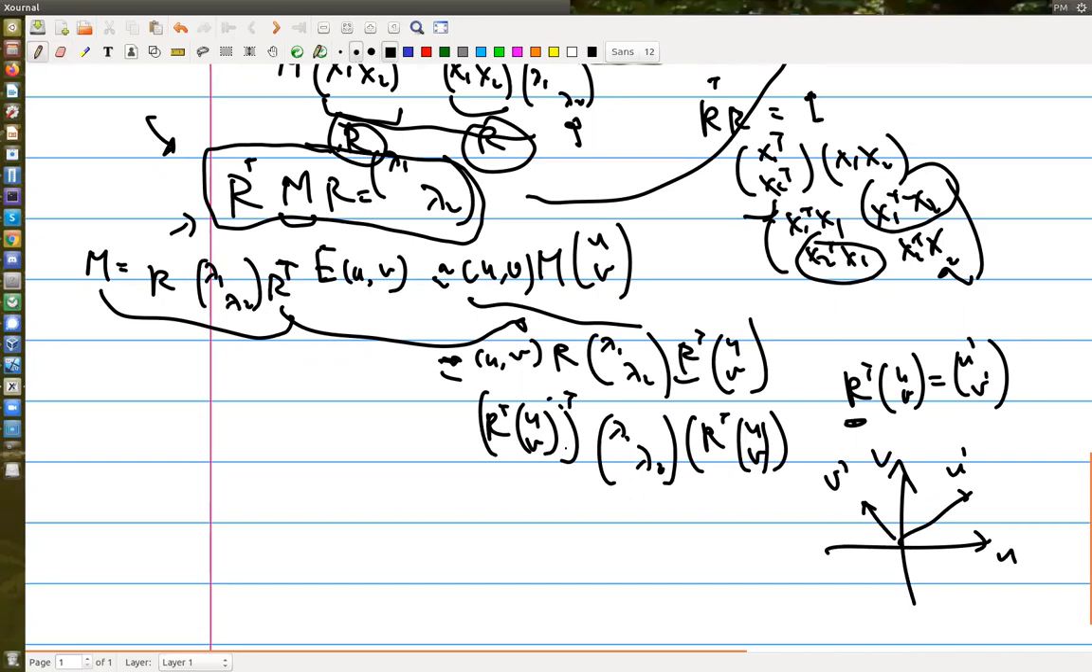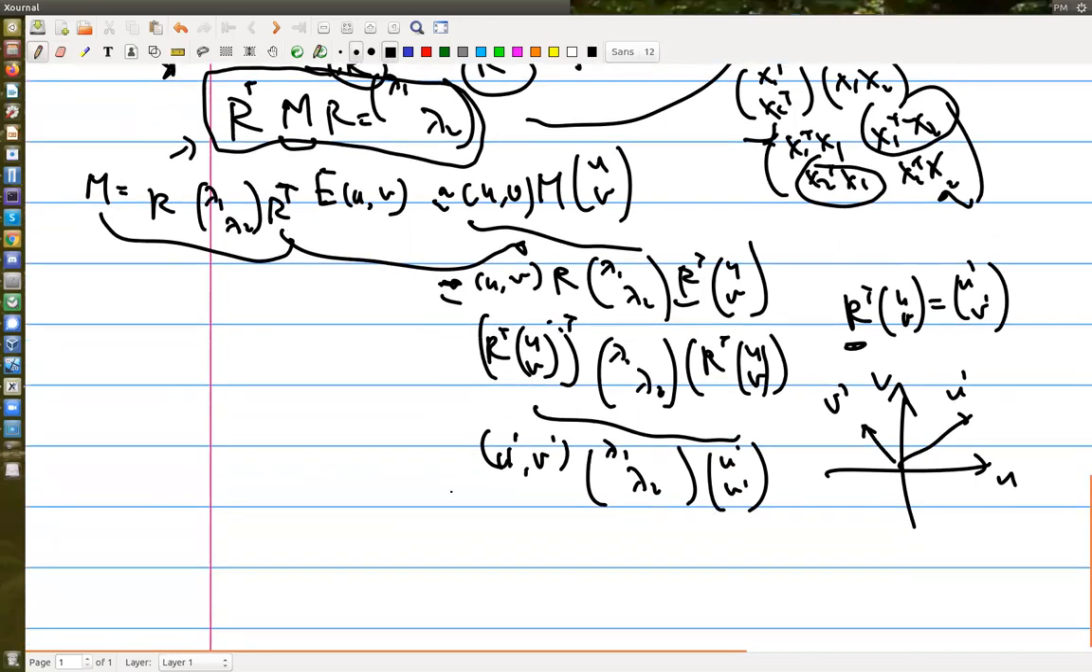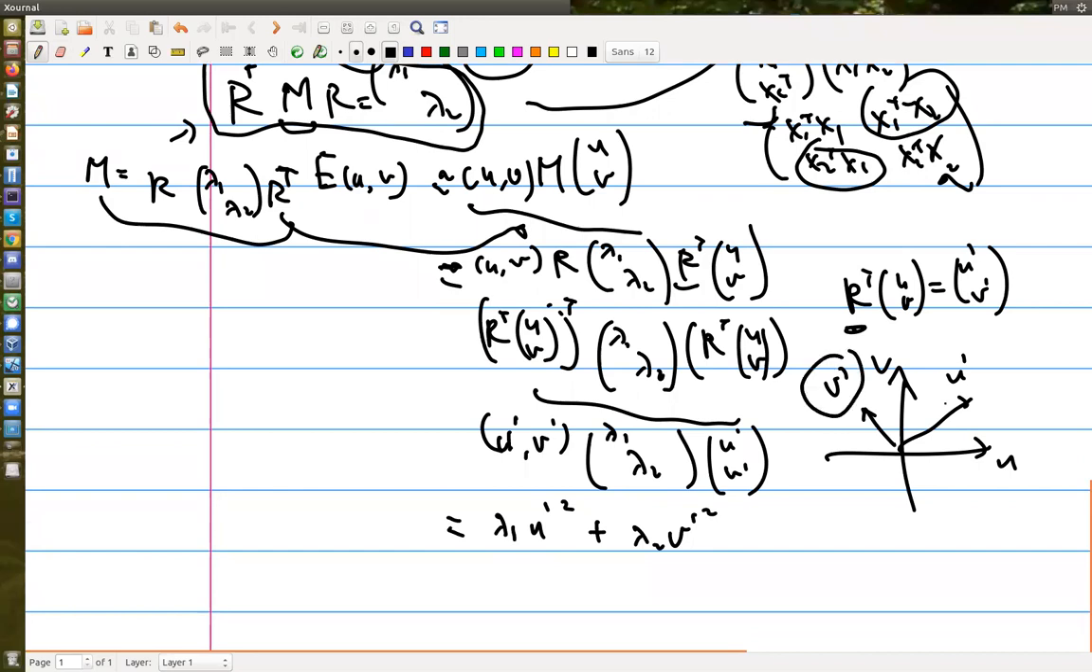And in terms of this new axis, I have a kind of quadratic function, where this is actually lambda. So therefore I have (u',v') diag(lambda 1, lambda 2) (u',v'). And so finally my E(u,v) is just something like lambda 1 u' squared plus lambda 2 v' squared. And u' v' again is just a rotated version of u and v here.